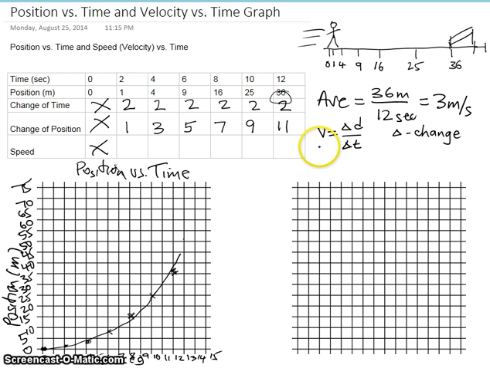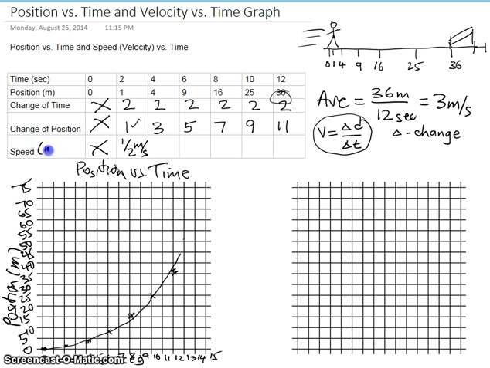Now let's take a look at what our velocity is over any of these time intervals. Remember, this formula here can be used for the entire interval from 0 to 12 seconds to get our average speed, or we can use it over any one of these intervals. So let's take a look at this first interval. How far did we move? We moved 1 meter. How long did it take us? It took us 2 seconds. So our average speed here is 1/2 meter per second.